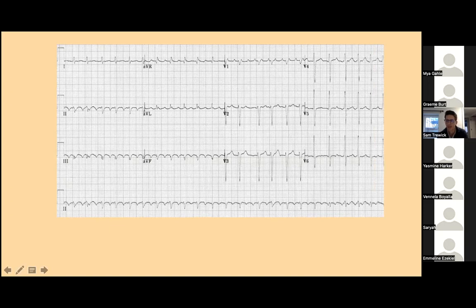Is it Vanilla? Yeah. Would you like to have a go at this one? Sure.